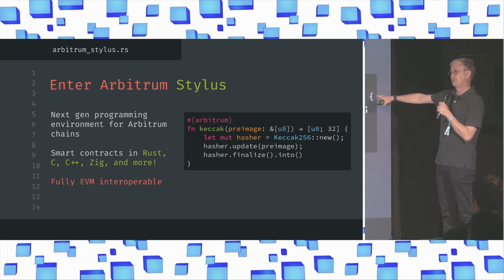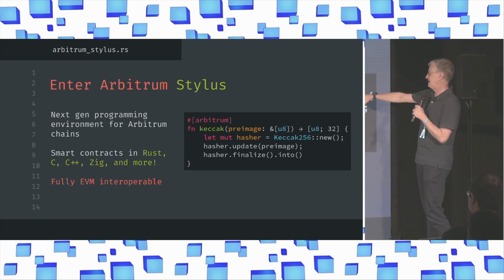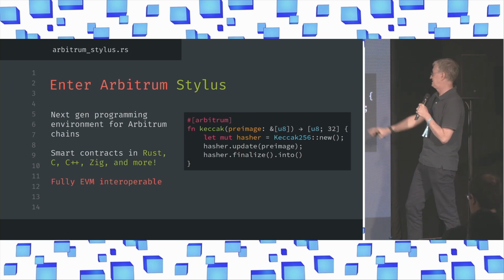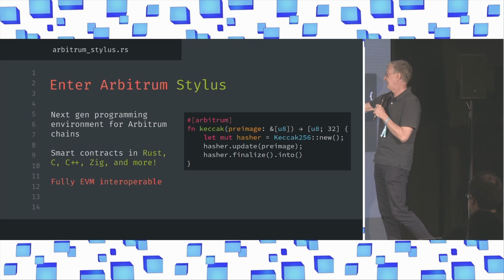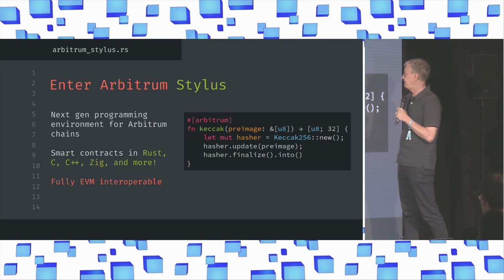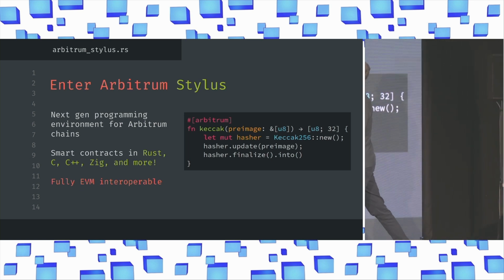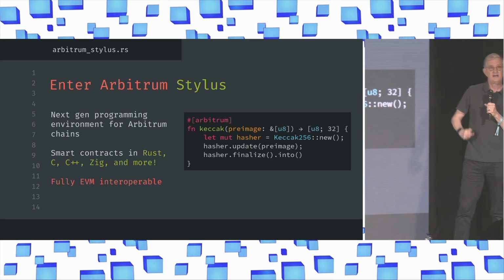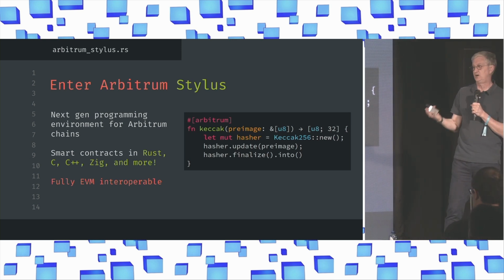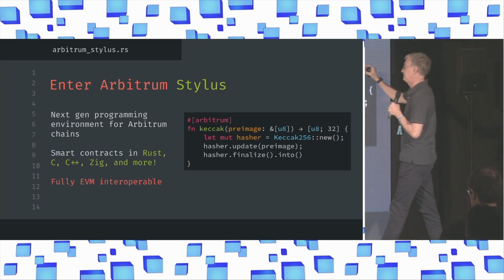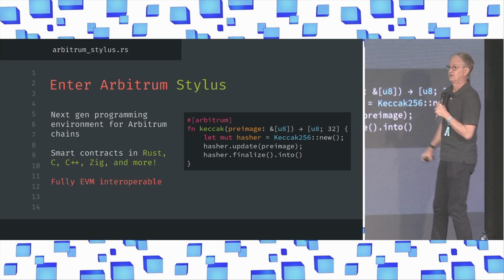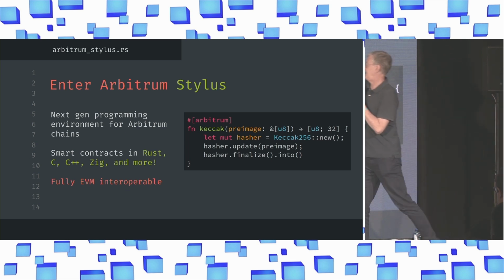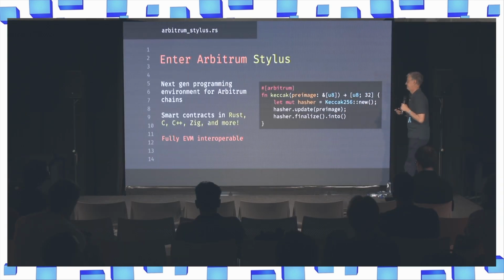To give you an example of what it looks like for code, here's a Rust function that computes the Keccak hash of something, and it does that by calling a standard library in Rust. The programmer just decorated it with this decorator at the top, hashtag Arbitrum. In Stylus, this will cause the compiler to compile this function so that it can run on an Arbitrum chain. So porting this to Arbitrum is as easy as just writing that at the top.